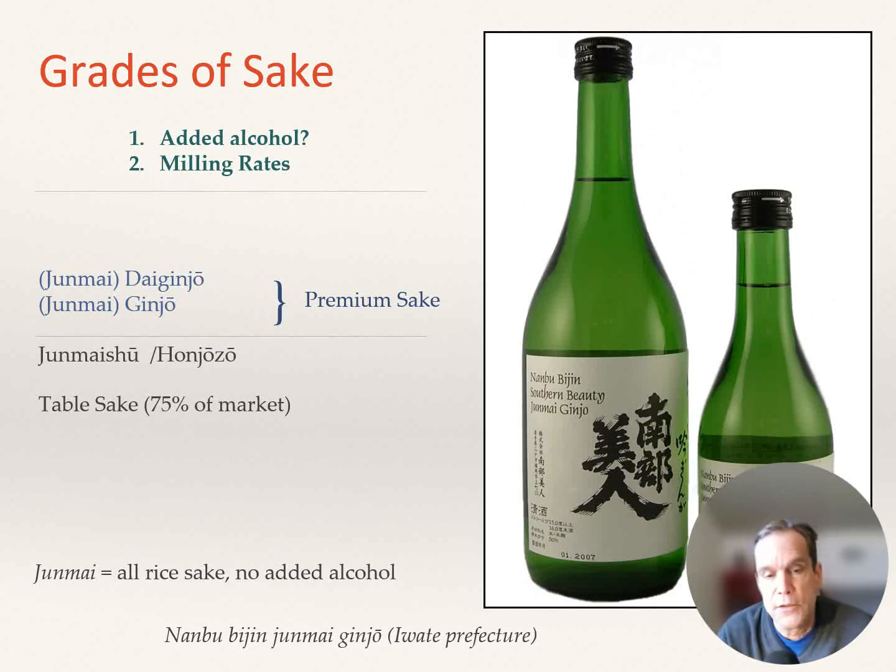And those could be either all rice sake, junmai, or they could be what's called honjozo, or added alcohol sake. So junmai shu, honjozo, two distinctions. Those are premium sake. The daiginjos, the ginjos are premium sake. They have special milling rates. Beneath that, and most of the sake that's on the market, is table sake, which has a much lower milling rate. So let's look at those milling rates right now.